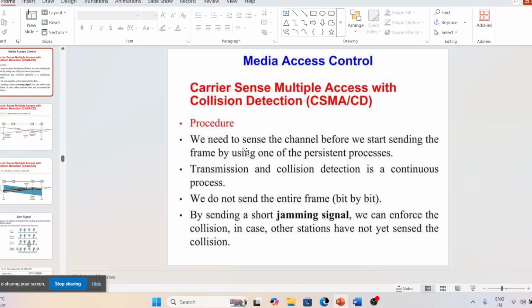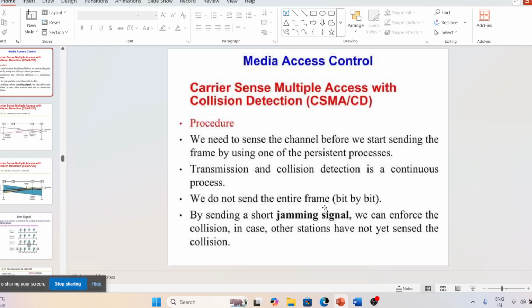So now this is one more important question. Can we frame here when we need to sense the channel before starting sending the frame? One, by using the persistent process, in which we have discussed 1-P, N-P, and P-P. And transmission and collision detection is a continuous process.